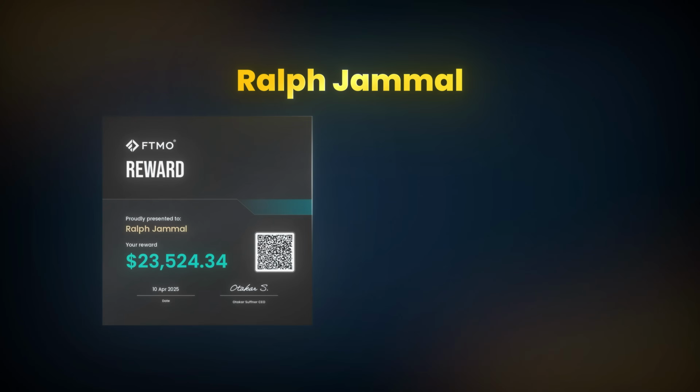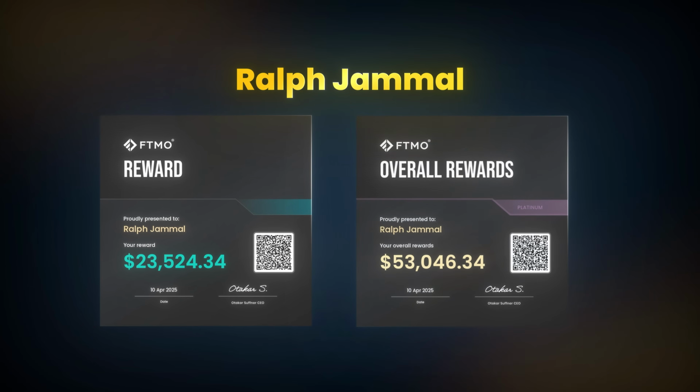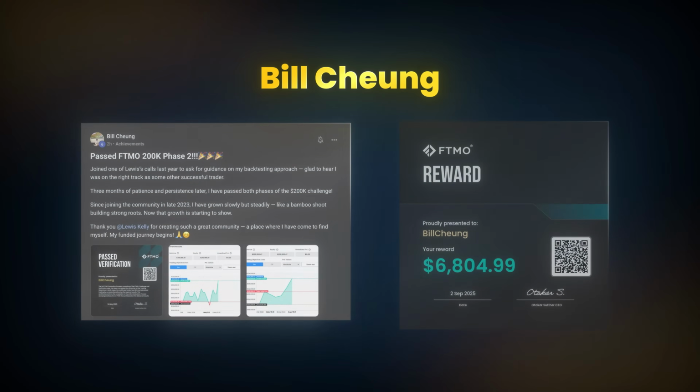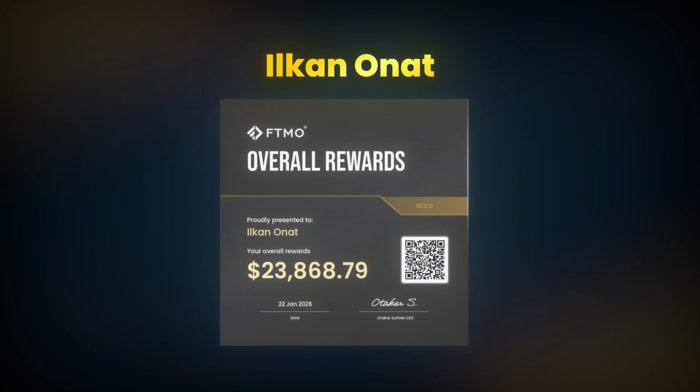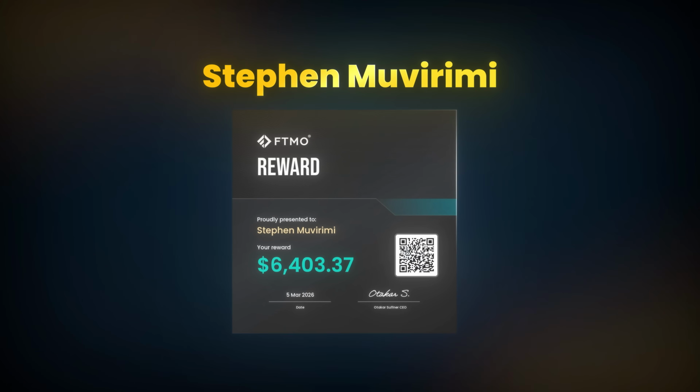Ralph, for example, $23,500 in payout, $53,000 in total payouts. Bill, $200K. Chester, third payout, consistency month after month. Ilkan, max allocation on FTMO, gold tier in overall rewards. Stefan, first ever prop firm payout of $6,400. That's real traders, real results, real proof.